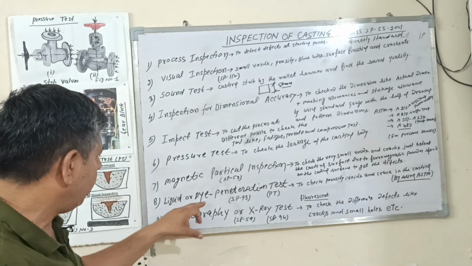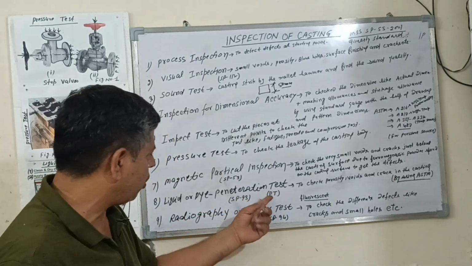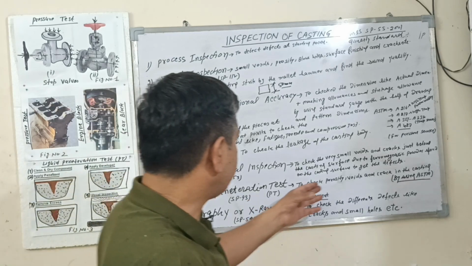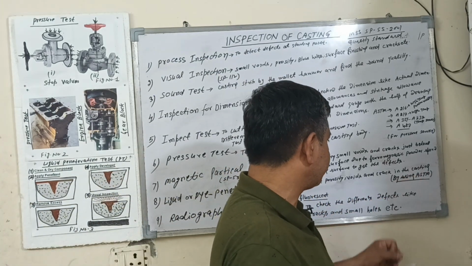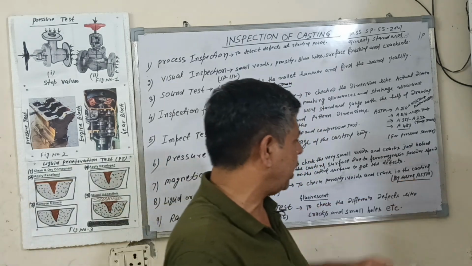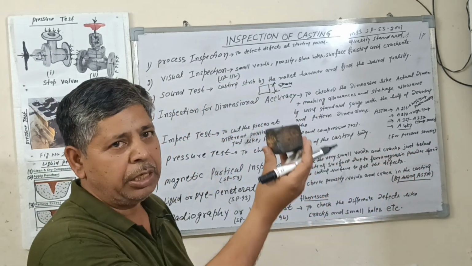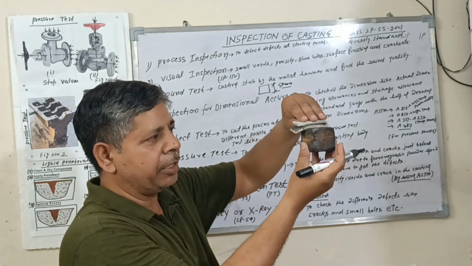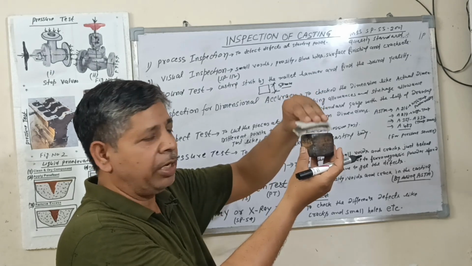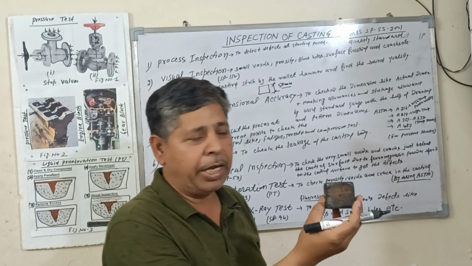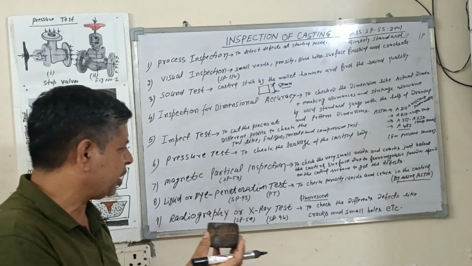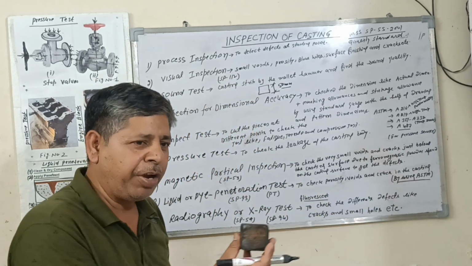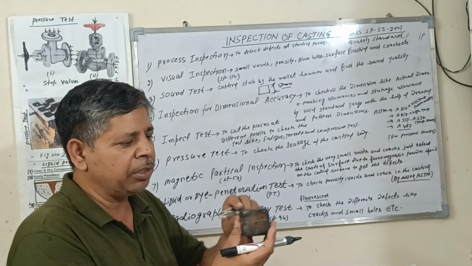This is the liquid or dye penetration test. It is also called the PT penetration test. SP93, using ASTM, is used to check the porosity, voids and cracks in the casting. This is a component. First you remove the foreign material like this in only one direction, and apply the developer. The penetration test works on capillary action. After 20 or 25 minutes, you will get the result.